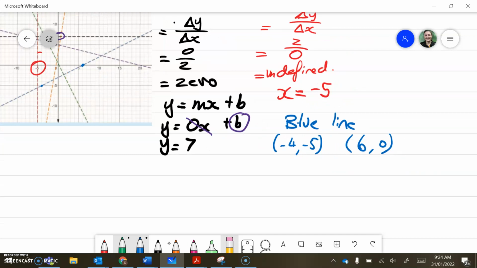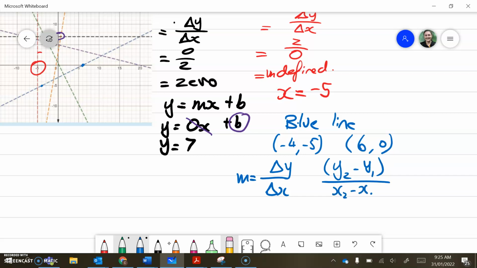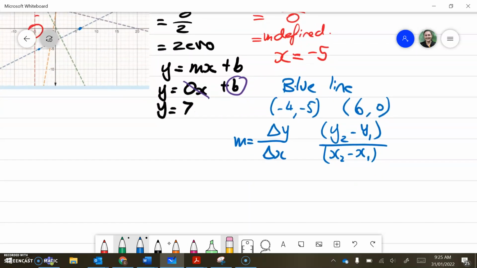Okay, the first thing that I need to find is what is the change in y over the change in x, or what is the gradient. So you can write it as change in y over change in x, or you could write y2 minus y1 over x2 minus x1. Our next step is we can label our coordinates. So if I've got x1, y1, x2, y2, and I substitute those in, I'm going to have 0 minus -5 over 6 minus -4.